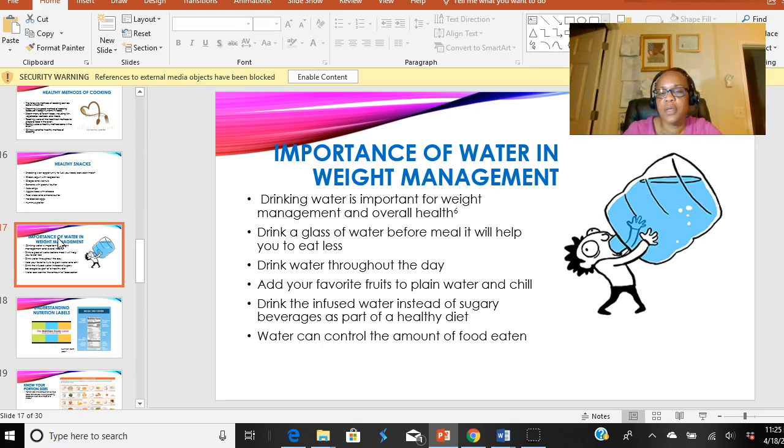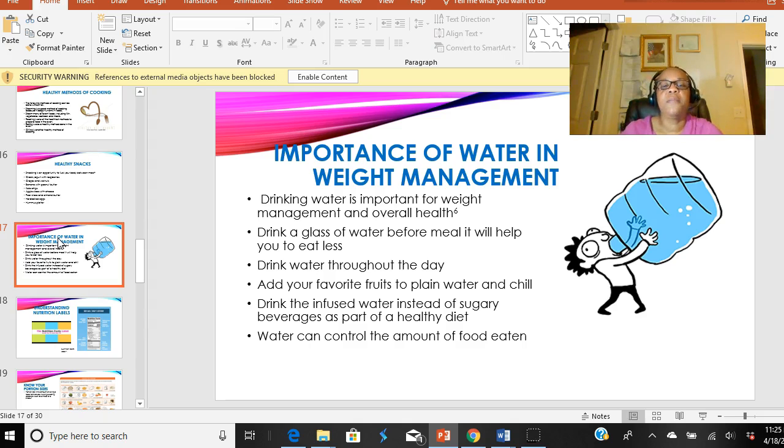Now, in weight management, meaning if you want to lose weight or if you plan to keep the weight off, you have to drink water. Water is important for weight management and overall health. You should drink a glass of water before meals, and it will help you to eat less. Drink water throughout the day. You don't have to wait until you're thirsty to drink water. Just drink.